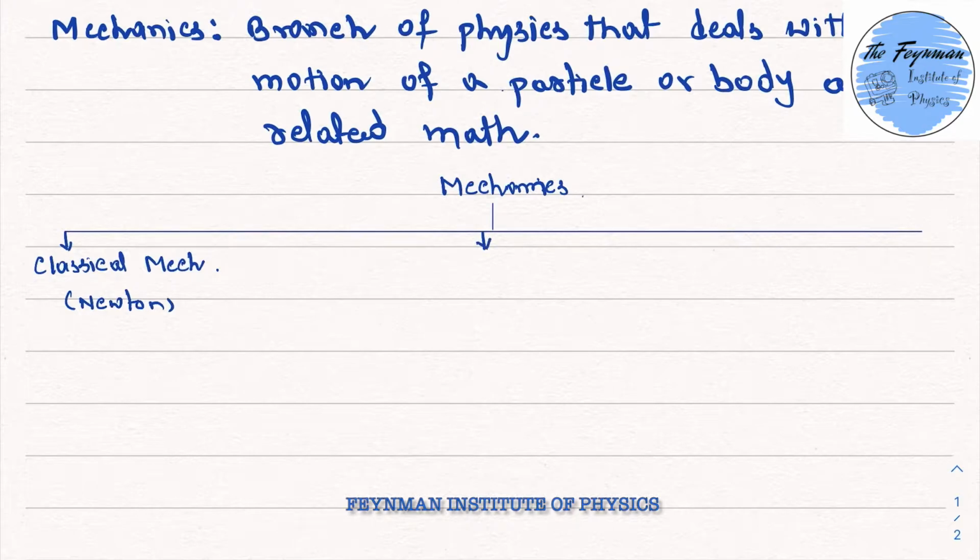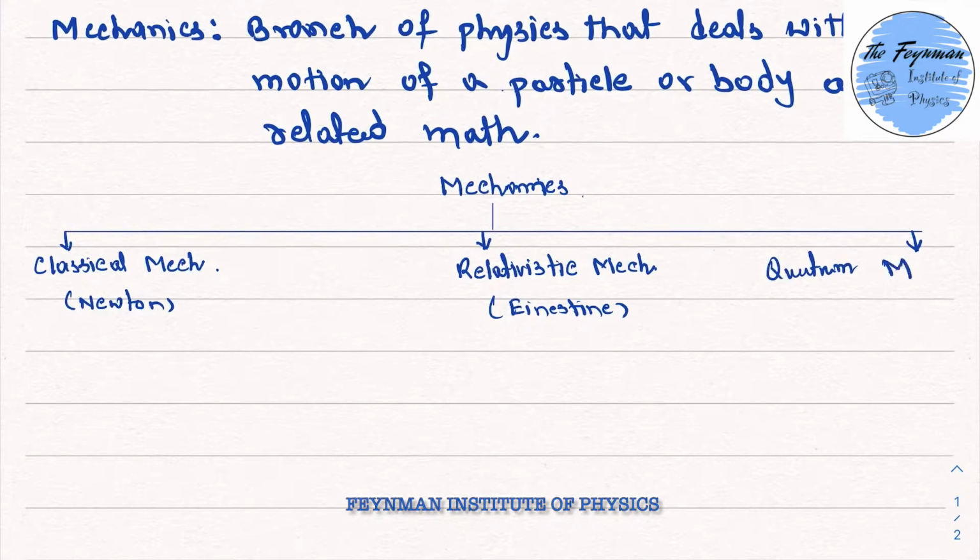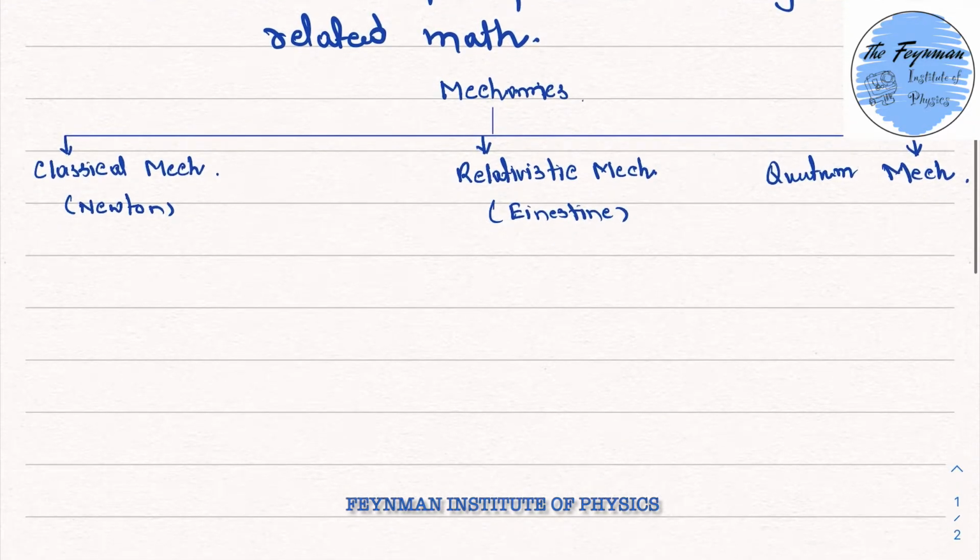The second one is relativistic mechanics, which is proposed by Einstein. And the third one is quantum mechanics. Now, relativistic mechanics and quantum mechanics are not in your syllabus, so we will take up the study of classical mechanics. And this classical mechanics can be further subdivided into two categories.